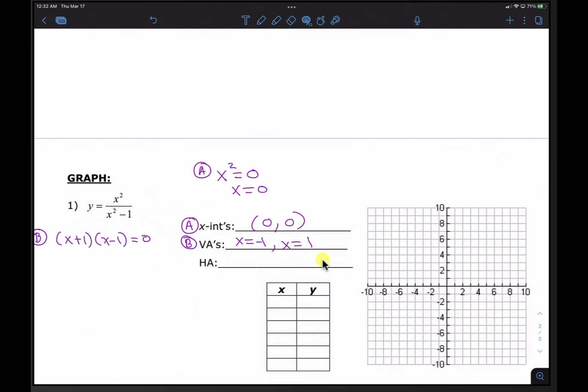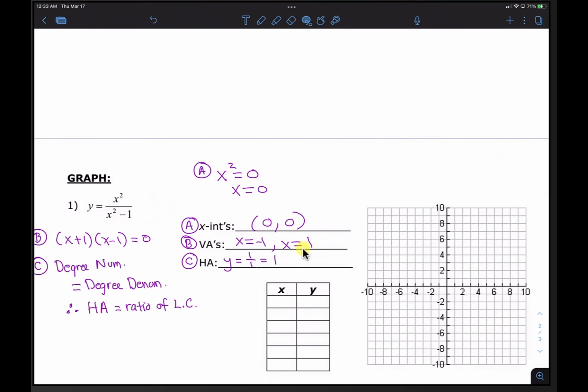In step B, we want to find the vertical asymptotes, and that's taking the denominator and factoring it. So x squared minus 1 factored would be (x plus 1) times (x minus 1), and we set that equal to 0 and solve. So you get x is equal to negative 1 and x is equal to positive 1. So we're going to have two vertical asymptotes.